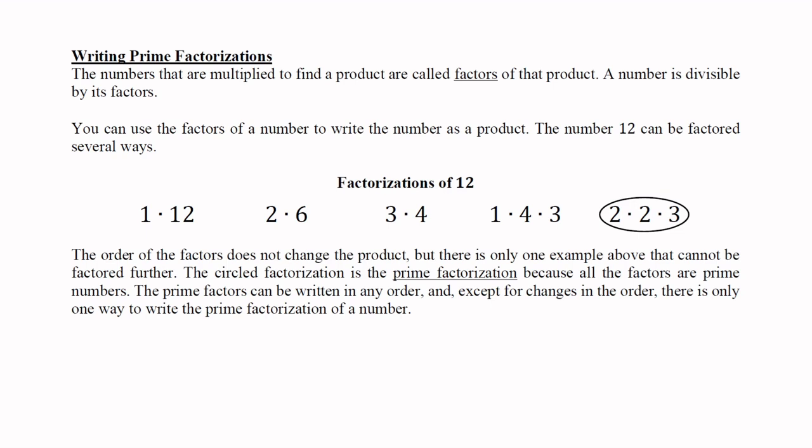That is a prime factorization because all the factors are prime numbers. The prime numbers can be written in any order, and except for changes in the order, there's only one way to write the prime factorization of a number, and that is using two 2's and a 3.